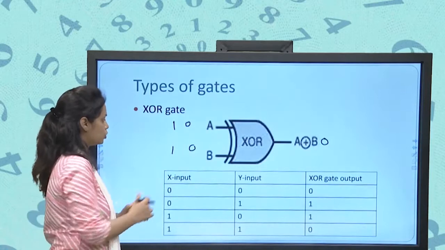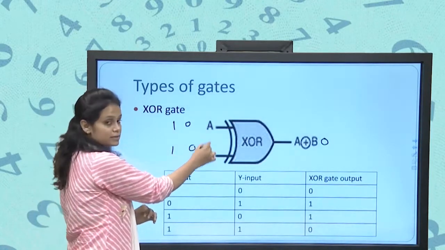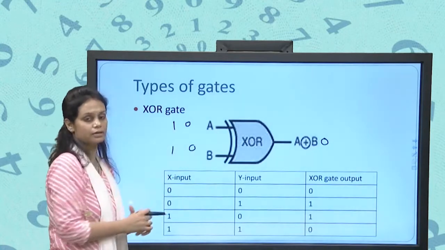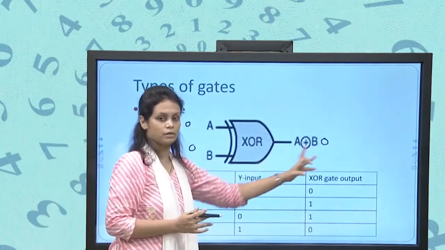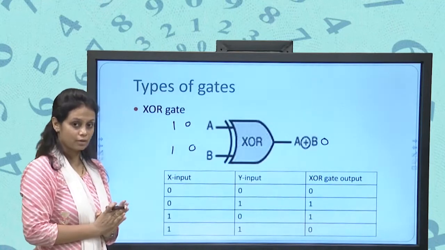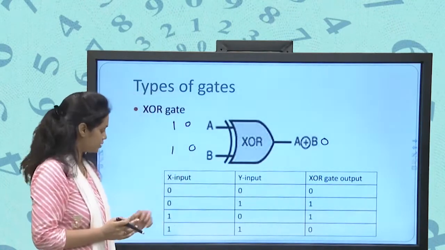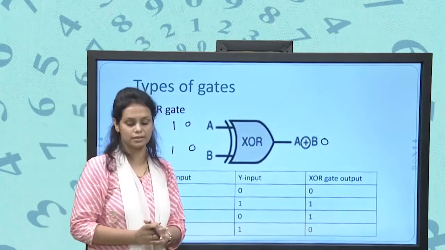Fine. If your two inputs are the same, means both have the value 0 0, or both inputs have 1 1, then the output is 0. If your input is like 0 1, then the output is 1. If your input is like 1 0, then also the output is 1.